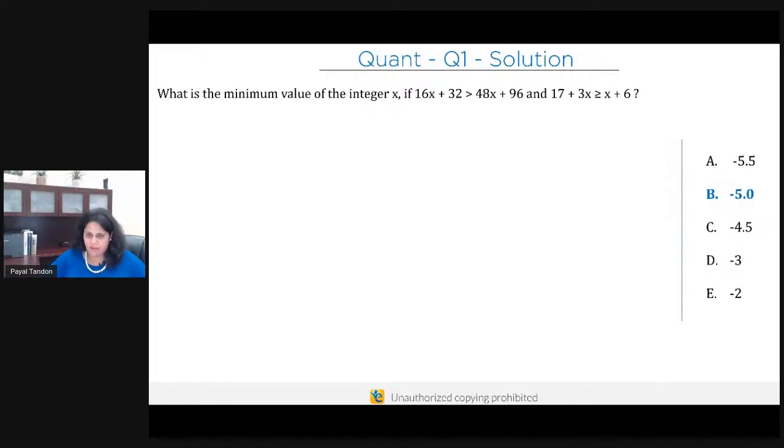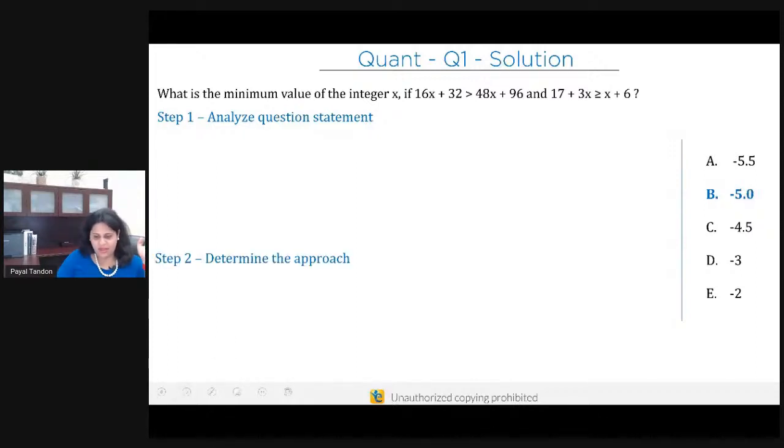Okay. What I'm going to do right now is show you how I would solve this question and how each and every question on the GMAT platform is solved, for quant. Step 1 is always analyze the question statement. Step 2 is you determine the approach. Before you even start doing things on paper, you determine the approach that you would use to solve the question. And then you work it out, and then you select the correct answer.